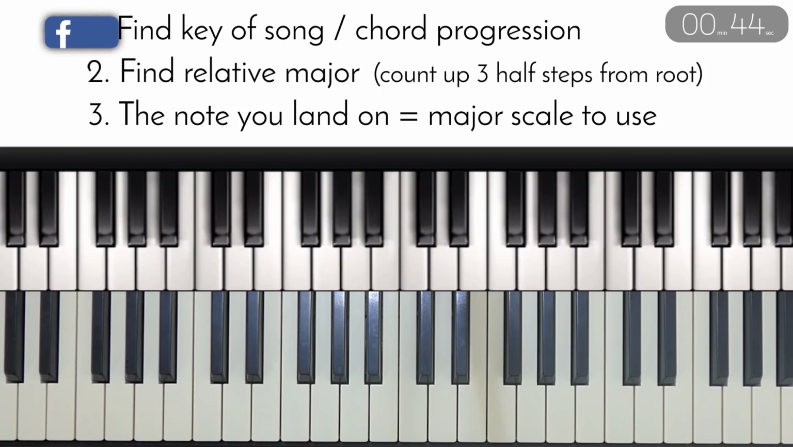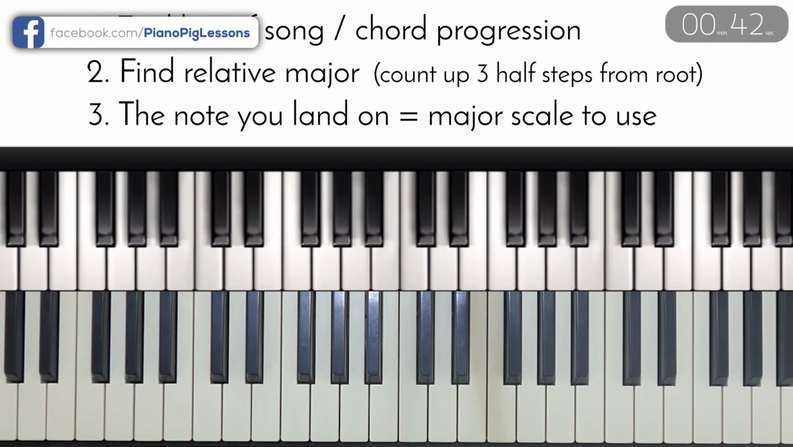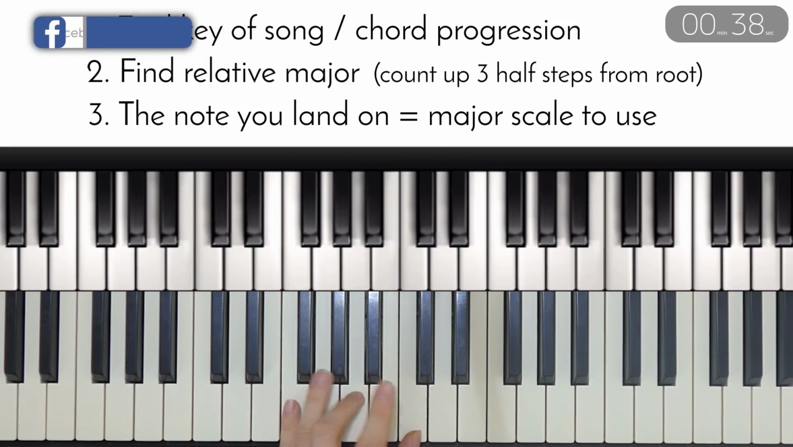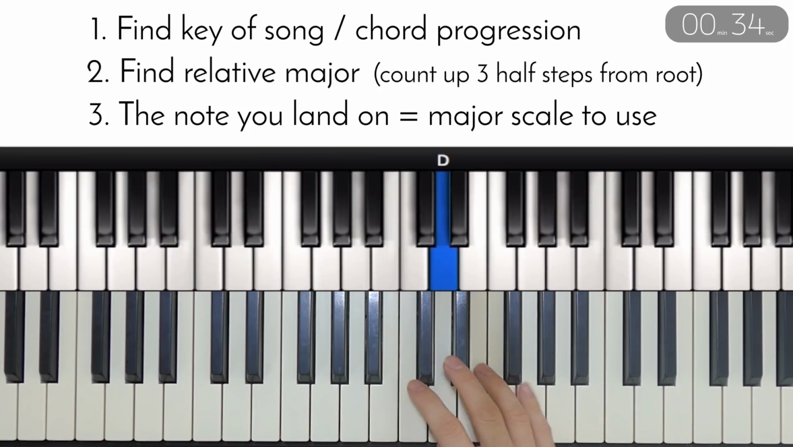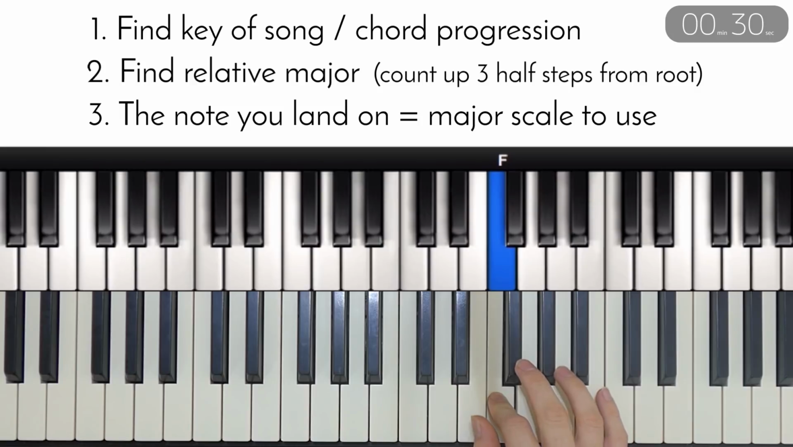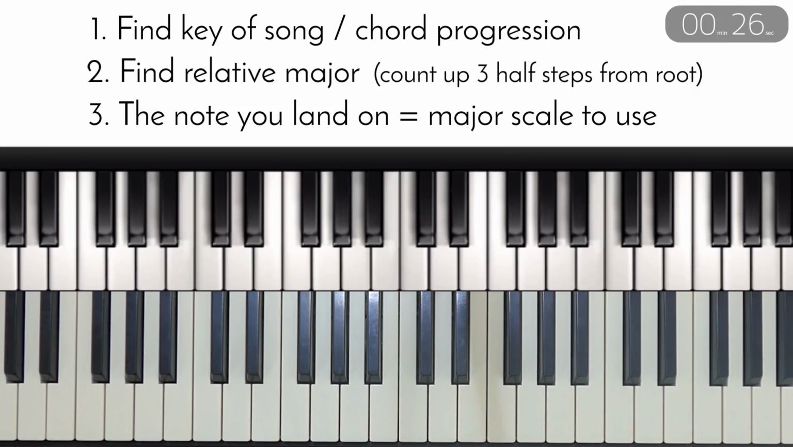So one more super quick example. If we had a chord progression in the key of D minor, we play the note D, count up 3 half steps, 1, 2, 3, we get the note F. Therefore, we can use the F major scale to improvise over this D minor chord progression.